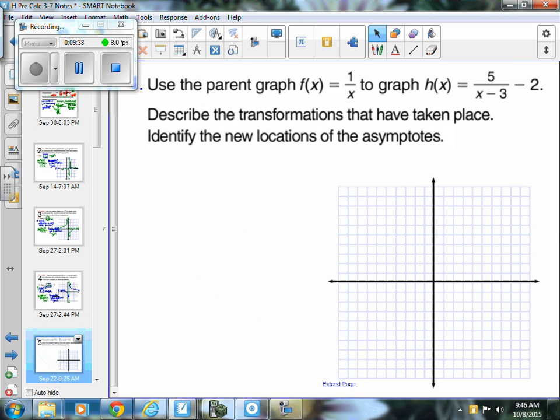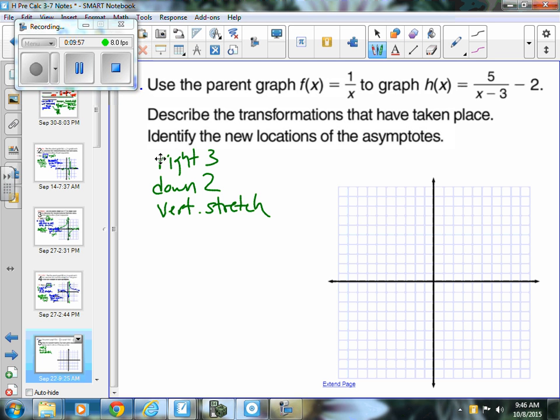All right, let's try our last one of these, and we'll move into non-1 over x, get a little bit more involved. So what happened to this one? Go ahead and pause. What happened to h of x? So it looks like we went right 3, we went down 2, and it's a vertical stretch. And again, the only two that affect asymptotes are the first two.